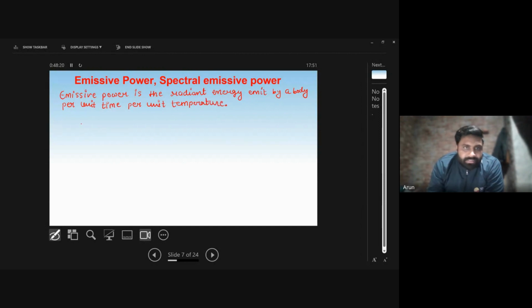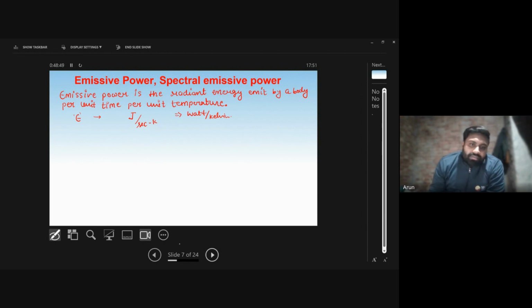Okay, it is written as E. The unit of E will be joule, energy, radiant energy per unit time, joule per second, per Kelvin. So joule per second will become watt. So it is watt per Kelvin.